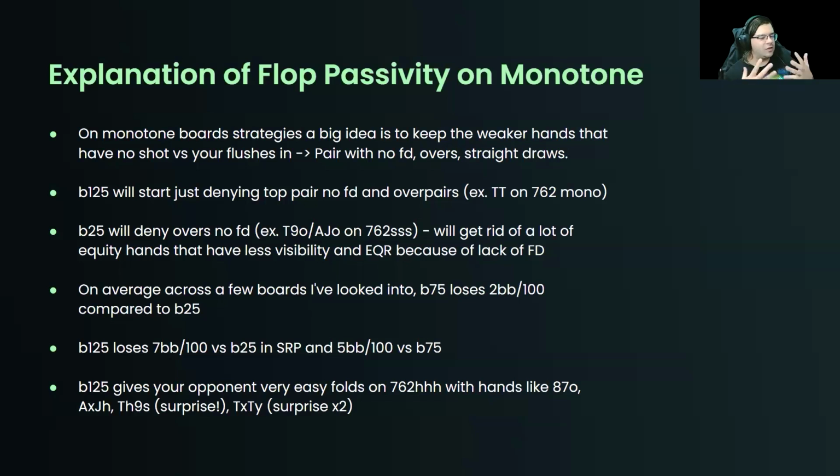So this is your inherent advantage as UTG, for example, and as Brazer that didn't get 3-bet. The overpairs, that's the biggest advantage. You kind of want to keep those betting. You want to keep those in your range. B25 will deny overs no flush draw. So like, for example, on the 7-6 deuce, as we just saw, 10-9 offsuit, ace jack offsuit. And we'll like clean the range a little bit.